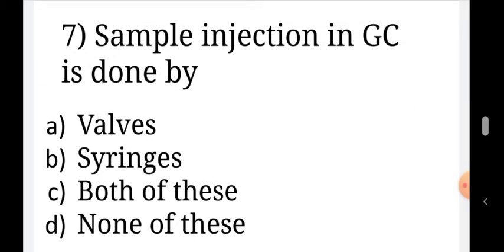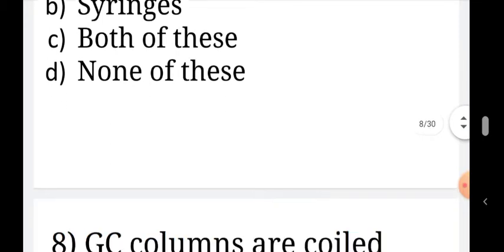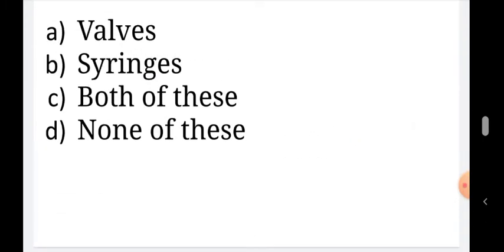Sample injection in GC is done by valves, syringes, both of these, or none of these. Both valves and syringes are used to inject the samples. So the correct answer is both of these, C.